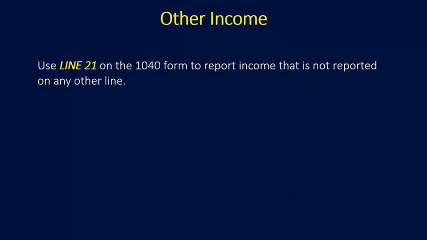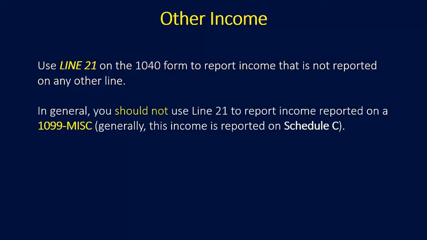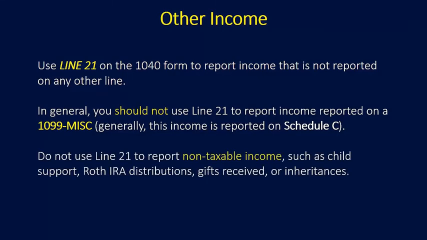We use line 21 on the 1040 to report income that's not reported on any other line. In general, you shouldn't use line 21 to report income that's reported on a 1099 miscellaneous form. Generally, income on a 1099 miscellaneous is reported on Schedule C. We don't use line 21 to report non-taxable income such as child support, Roth IRA distributions, gifts received, or inheritances.